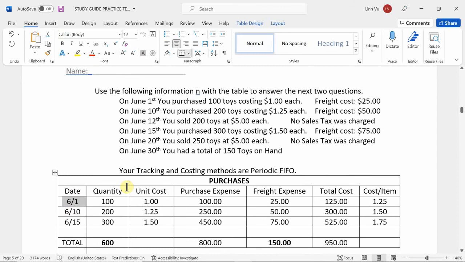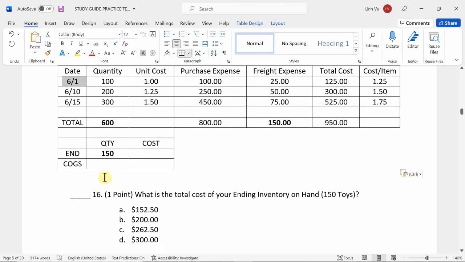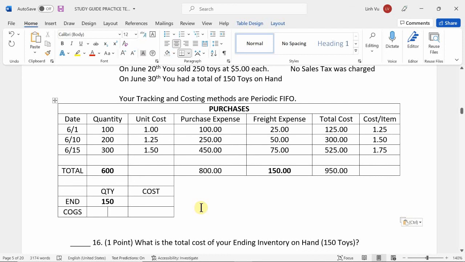Okay, this time your method is going to be periodic FIFO. Again, if I have 150 units left on hand, I must have sold 450. If I'm using FIFO to calculate this, which batch of inventory am I going to sell from first? June 1st, right? 100 times $1.25 will give you 125.